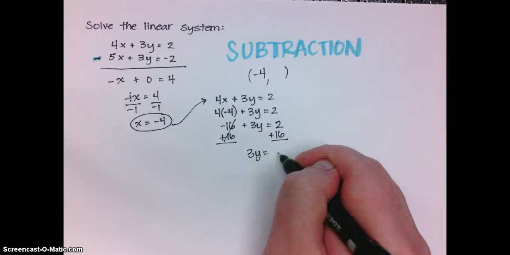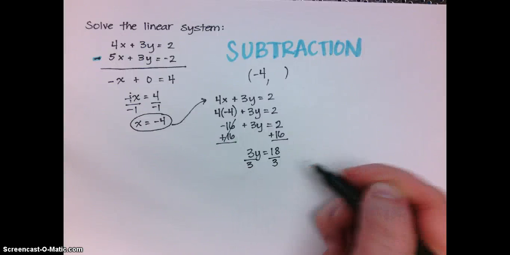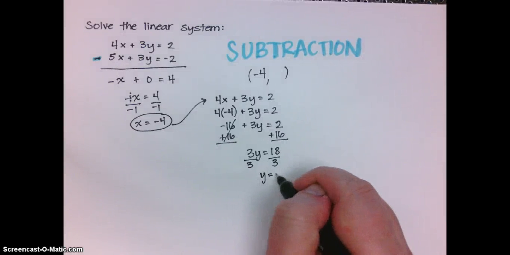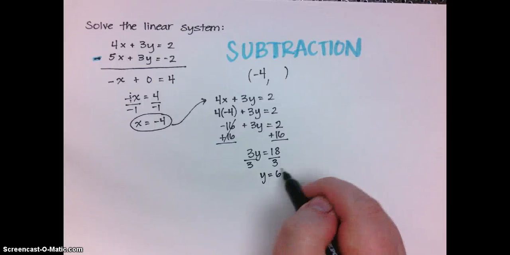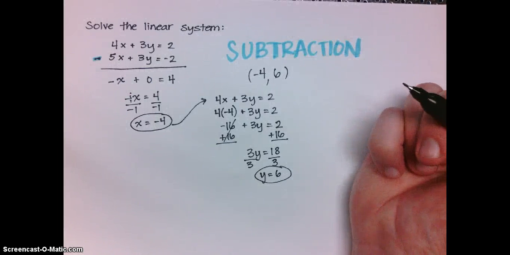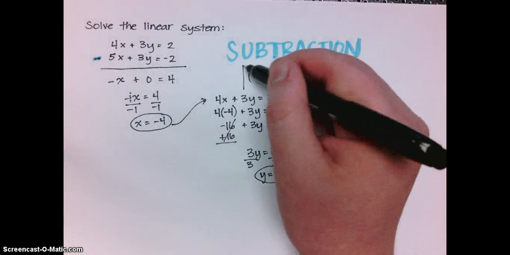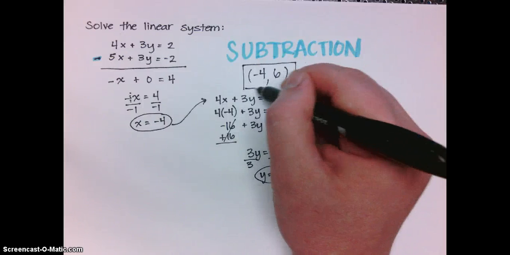3y is equal to 18. And I'm going to divide both sides by 3. And y is positive 6. So I have now found my y value. So I think that I have successfully solved this linear system.